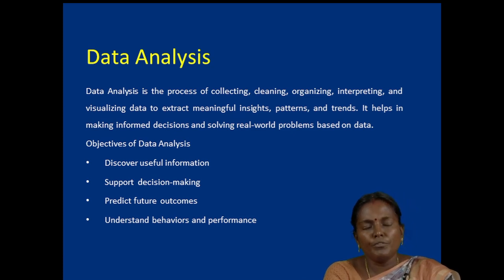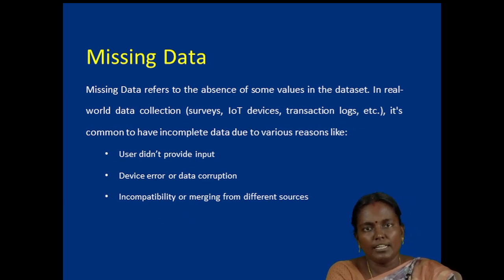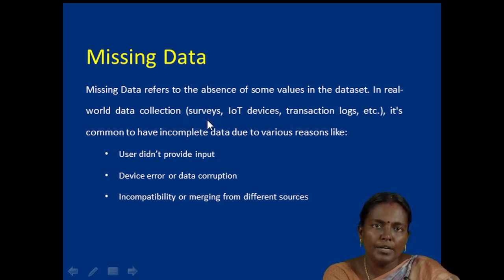The next one, when we go for coding, we have to follow the step of cleaning the data which has some missing values. So what is missing data? The absence of some values in a given data set. How does this absence of data occur? It may be due to the collection of data from a survey. Some users may not give the input data in the survey. Or we could have some IoT devices for data collection, and if an error occurs in that IoT device, then there may be a possibility for missing data.